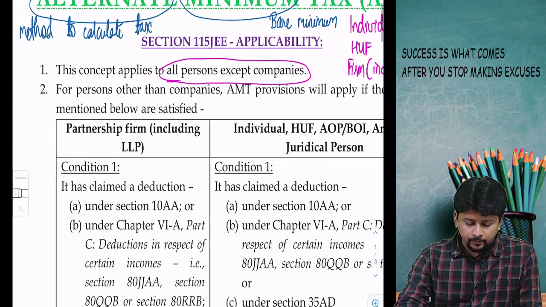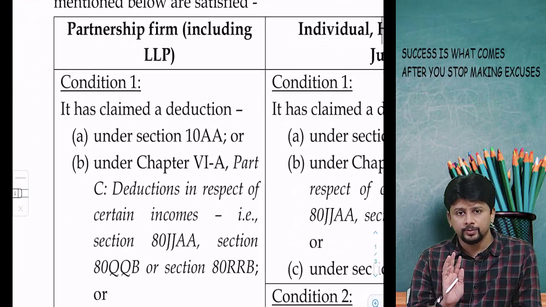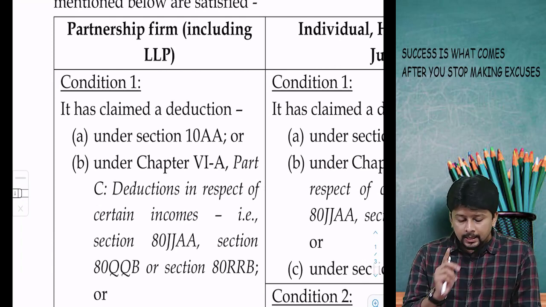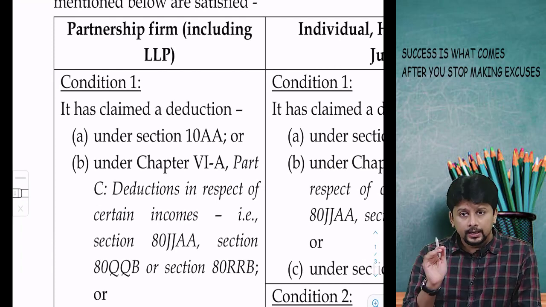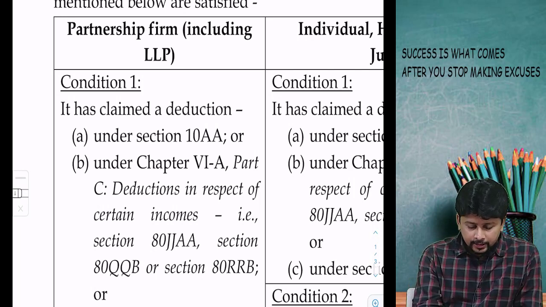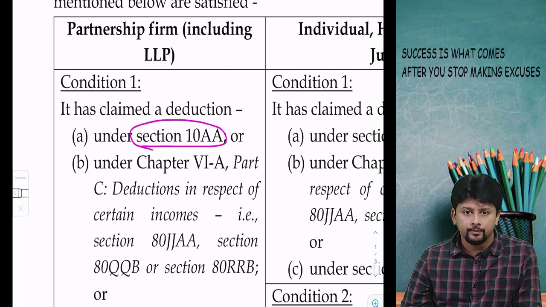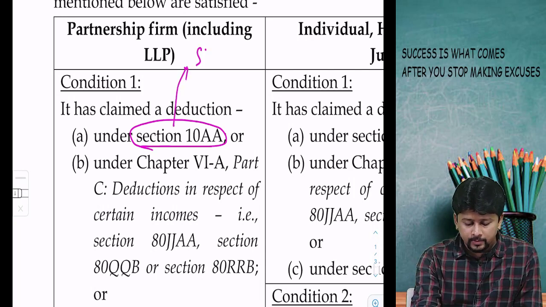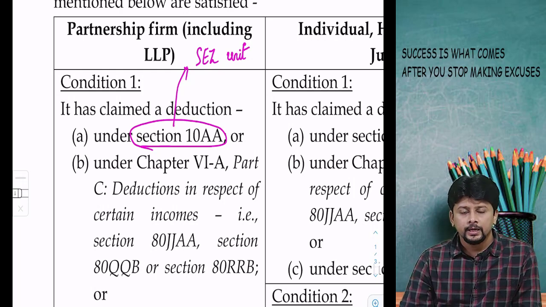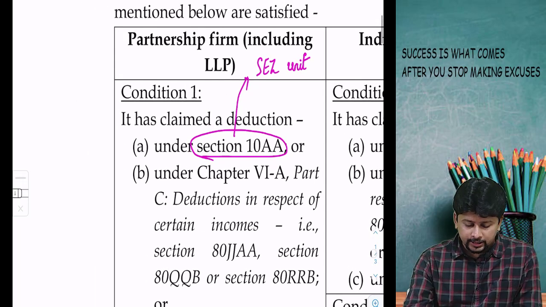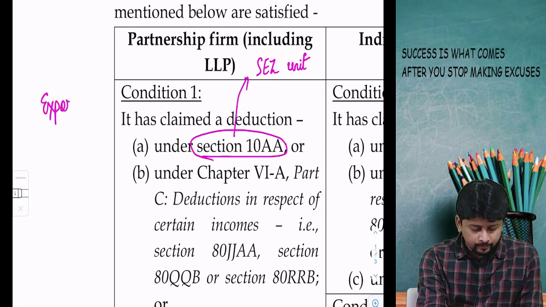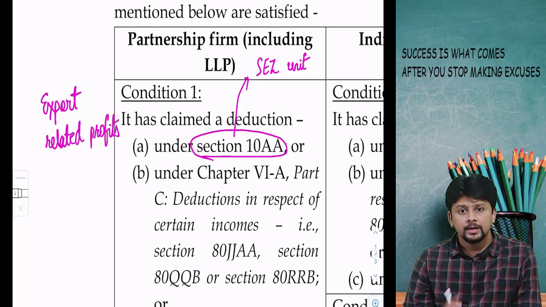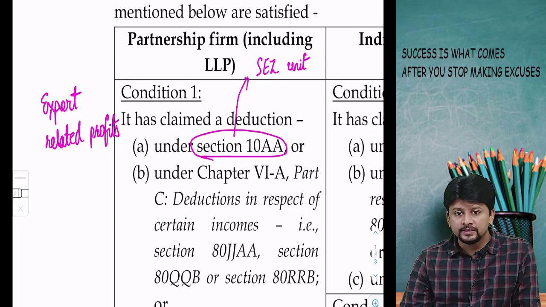AMT provisions will apply not for every partnership firm, not for every individual. Condition to be satisfied is, in the current year, it has claimed a deduction under section 10AA. Deduction under section 10AA means you have a unit in a special economic zone and you are claiming a deduction under section 10AA of export related profits. Then this concept of AMT is applicable to you.